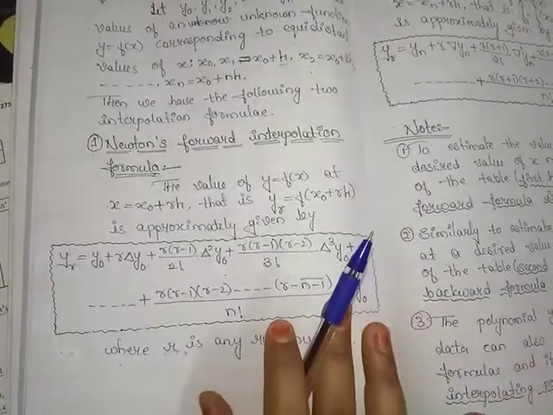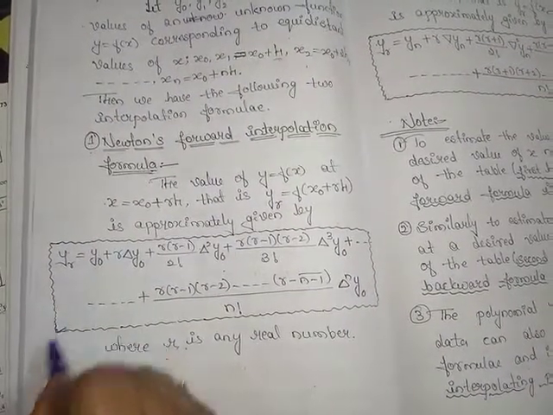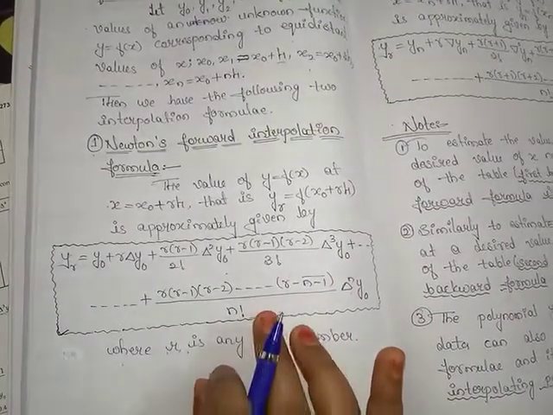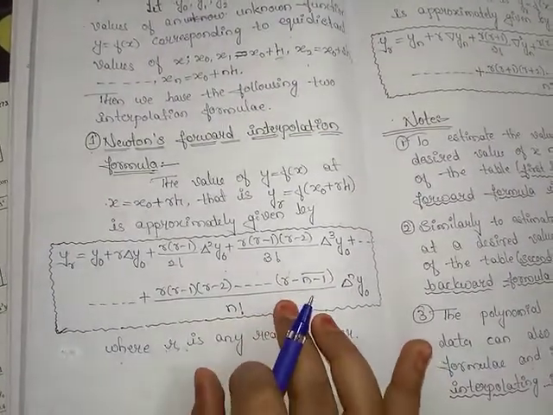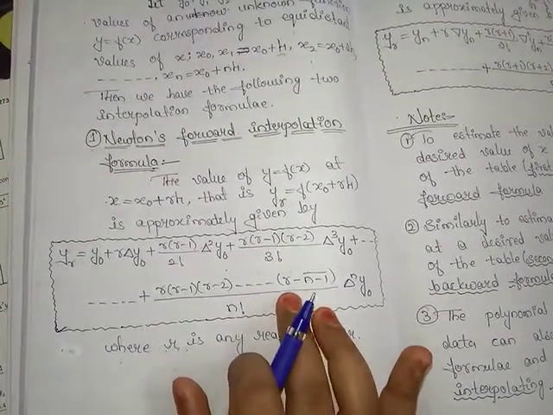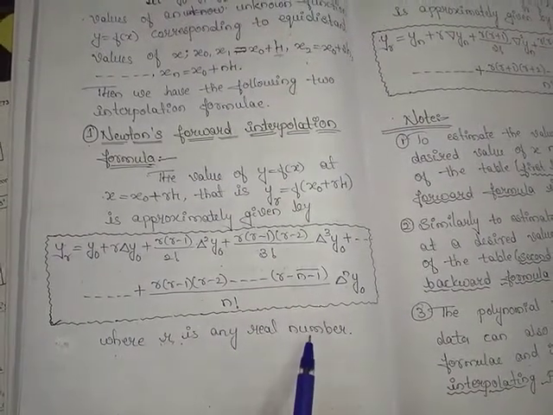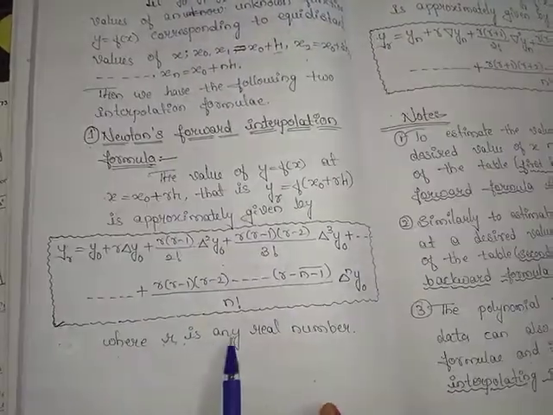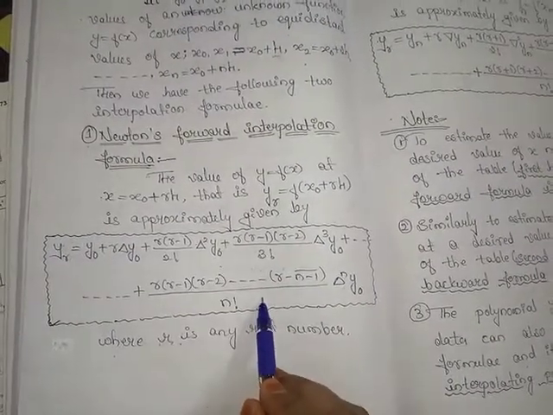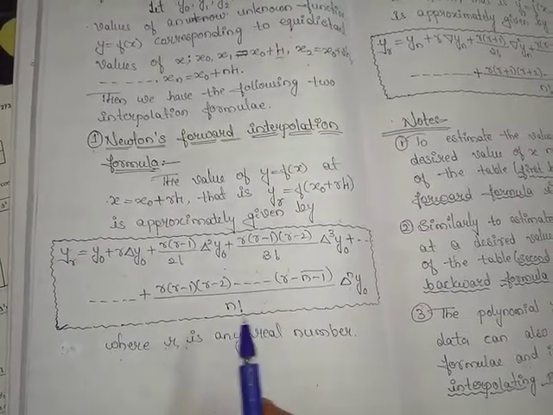Here the theory is not important, you just have to remember this formula. You must remember this formula. You have various examples to solve on the basis of this formula, where r is any real number. Here r indicates that it may be any real number. This is Newton's forward interpolation formula.